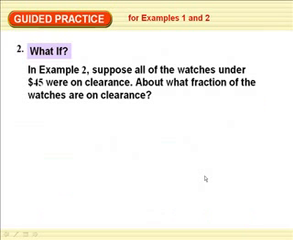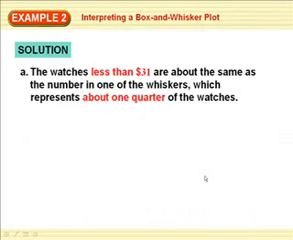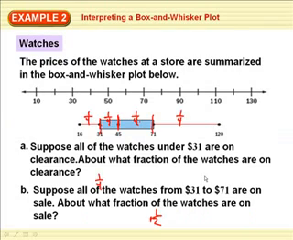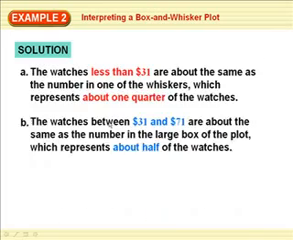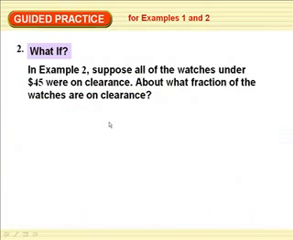Suppose in example 2, suppose all the watches under $45 were on clearance. About what fraction of the watches are on clearance? Well, let's go back to that one. Under 45, so everything from here down, that's a half also. So the answer to that one should be a half. 50% is the same as a half.